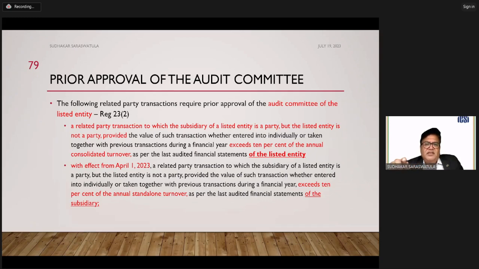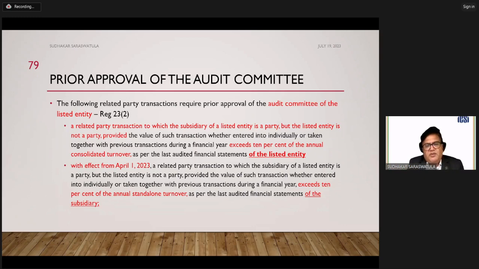In such a case, if the value of that transaction exceeds 10% of the annual consolidated turnover as per the last audited financial statements of the listed entity, then they have to go for the audit committee approval of the listed entity. That means despite the fact that the listed entity is not a party to the transaction, and it is the subsidiary company which is a party, because the transaction value exceeds 10% of the annual consolidated turnover of the listed entity, that transaction has to go to the audit committee of the listed entity.